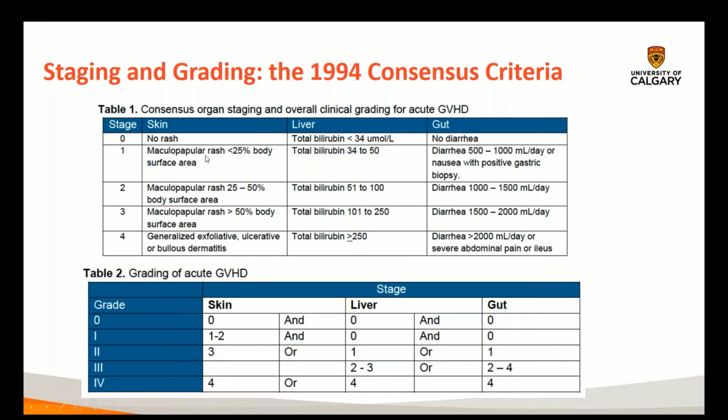So if you look up here, that would be a maculopapular rash involving up to 50% of body surface area. When you have grade 2 to 4 acute graft versus host disease, this implies you either have extensive skin involvement with more than 50% body surface area, or with ulcerative or bullous dermatitis, or you have involvement of the liver or GI tract. As you can see here, even stage 1 liver and GI involvement automatically put you into overall grade 2.